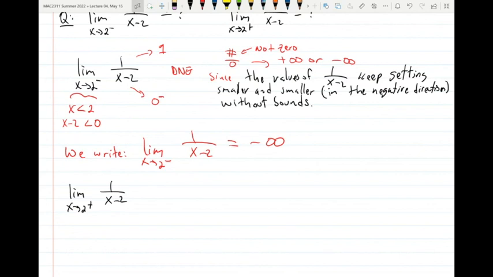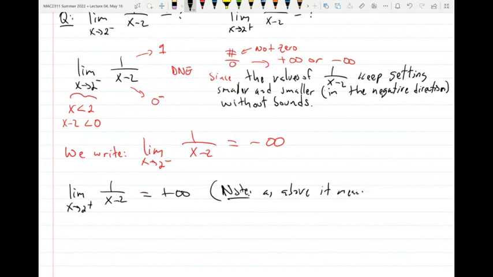Should I write the same sentence? Technically, I should write the same sentence and then tell you how you write positive infinity. But do you understand? Okay, I'm just gonna say this is equal to positive infinity. This is as above.